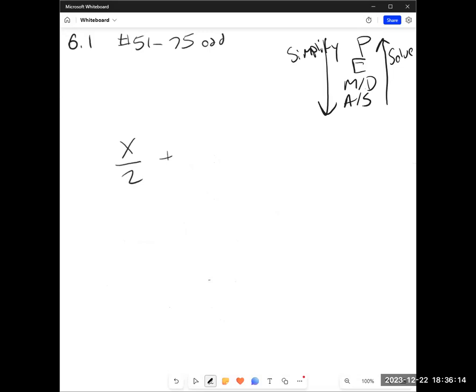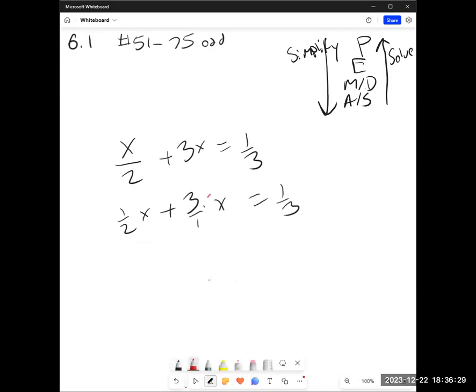X divided by 2 plus 3x equals 1/3. So this is really a 1/2 x plus 3 over 1x equals 1/3. I'm going to need to make this times 2 over 2. Since that's an x part, it needs to have the same denominator here. So 1/2 plus 6/2 x equals 1/3. So this is 7/2 x equals 1/3.